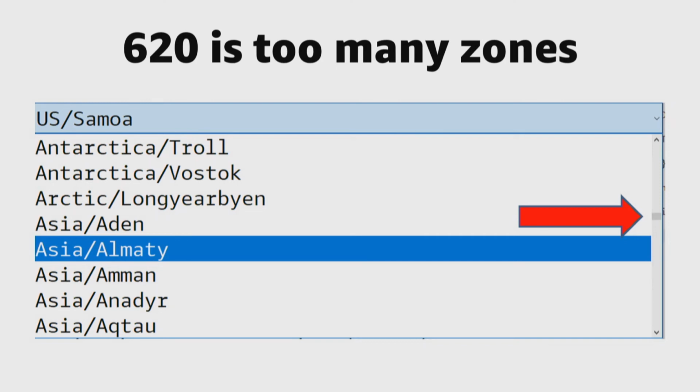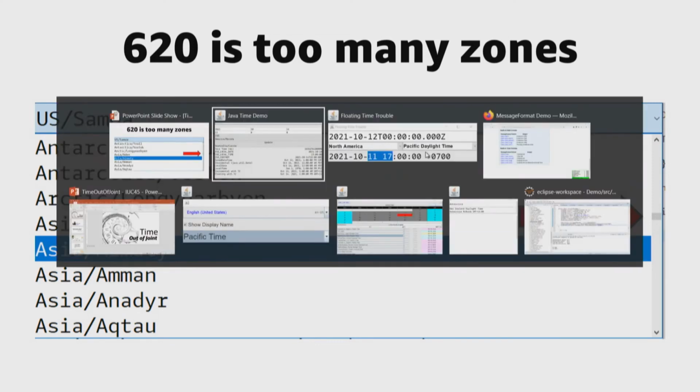Here's the simplest time zone picker ever. It's a list of all of them, and you can see the red arrow is pointing to the scroll bar thumb. You probably can't see it, but it's this big because there's 620. And of course, nobody knows what their IANA time zone database name is.